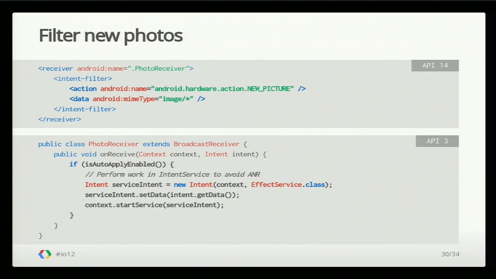And then down below is the Java code corresponding to that, where we define our broadcast receiver. And when we receive the broadcast, we'll check a user setting, if the user has enabled or disabled this effect. If they want the duotone effect that we just applied applied automatically, then we're going to go ahead and kick off that work in an intent service. And the reason is, if we did it right here in this broadcast receiver, we'd potentially expose our app to an ANR. And because we're going to do that disk I/O and the compute-intensive work, we want to kick that off into an intent service.